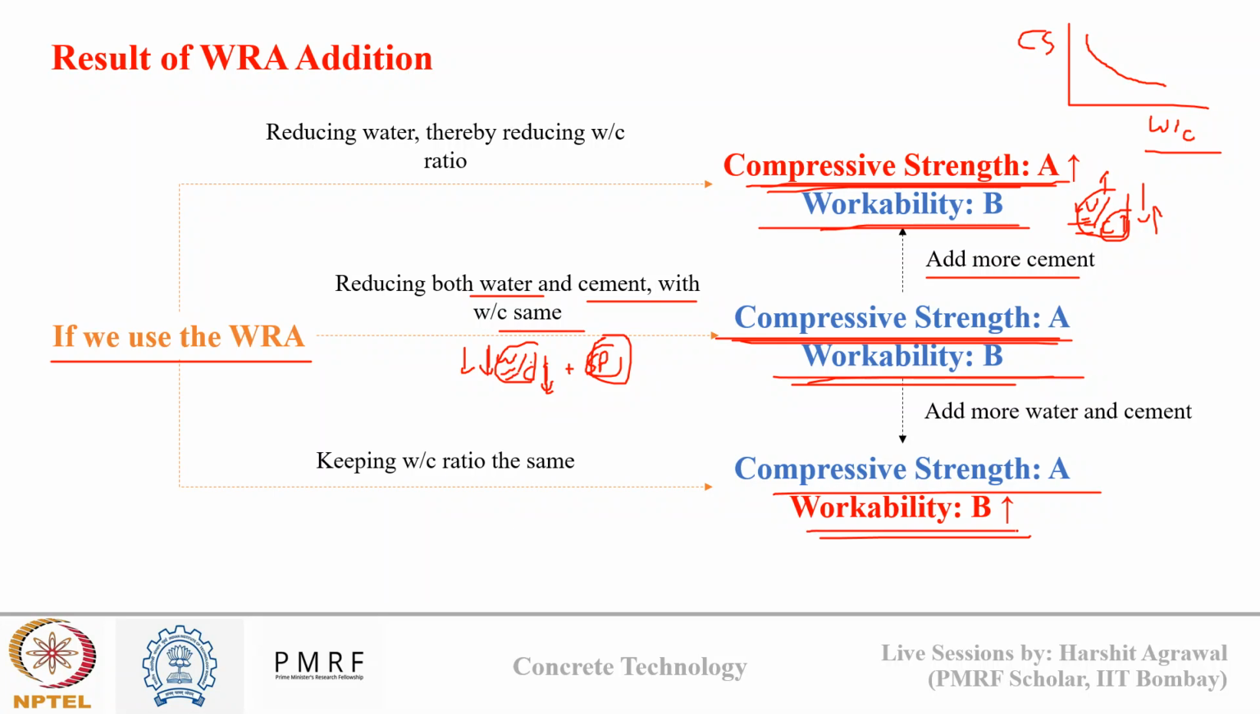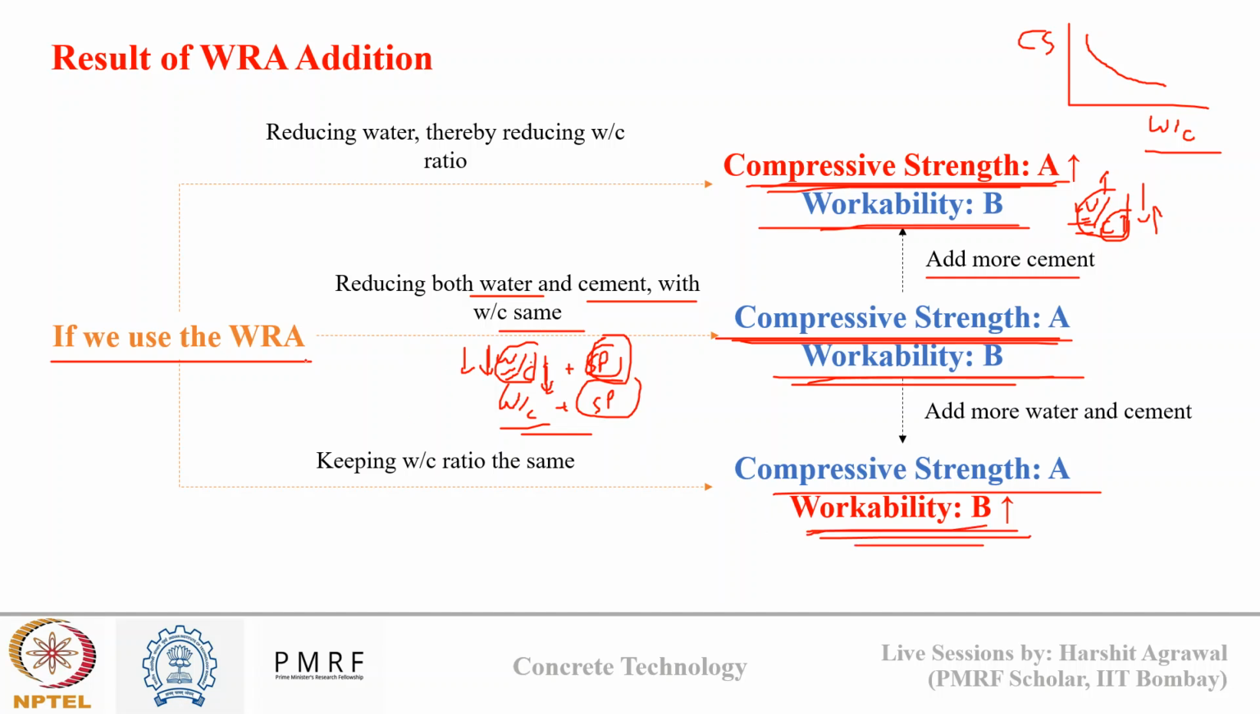Now, if I want to improve the workability, what will I do? I will keep the water to cement ratio the same and I will add SP. So what will happen? My W by C ratio is the same, the strength will be the same. But since I have added SP, there is more dispersion, so my workability will improve.